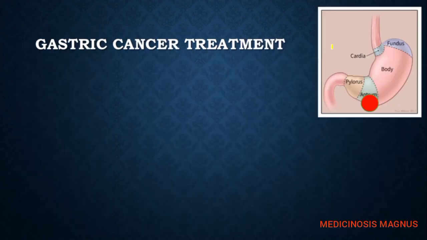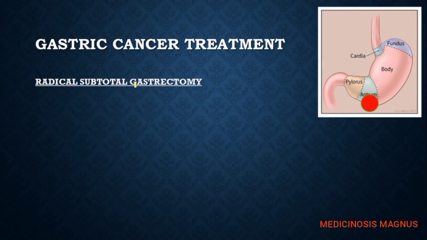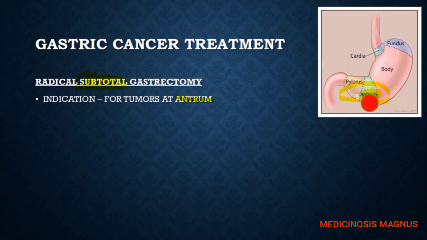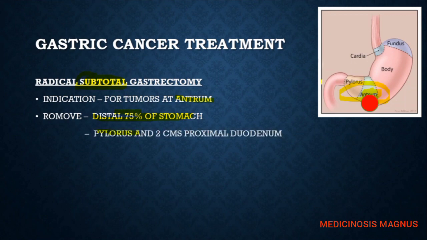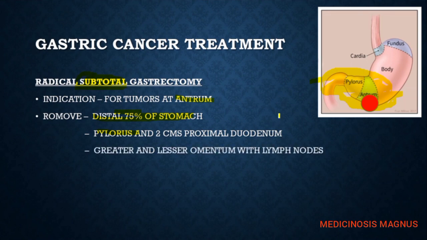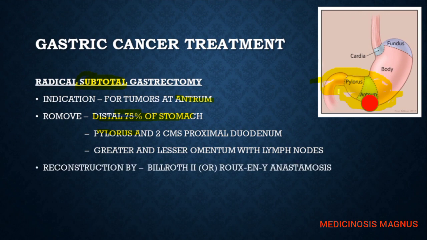Now, based on the location, let's see how we are treating the gastric cancer. Radical subtotal gastrectomy. These are usually done for tumors that are at the gastric antrum, the most common site. In this what we do is we remove the distal 75% of the stomach. Then we also remove the pylorus and 2 centimeters of the proximal duodenum. So distal 70% of the stomach, the pylorus and 2 centimeters of the duodenum are removed. Then the greater omentum and lesser omentum are removed with the lymph nodes. Then finally the patient is reconstructed with Billroth-2 or Roux-en-Y. So basically subtotal treatment is for distal cancers.